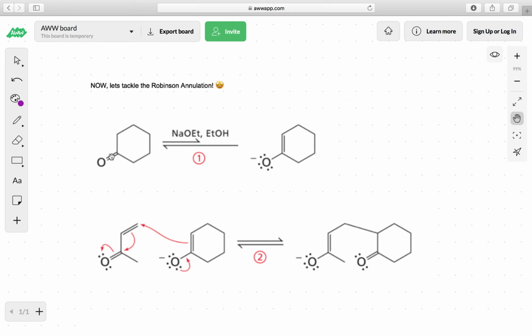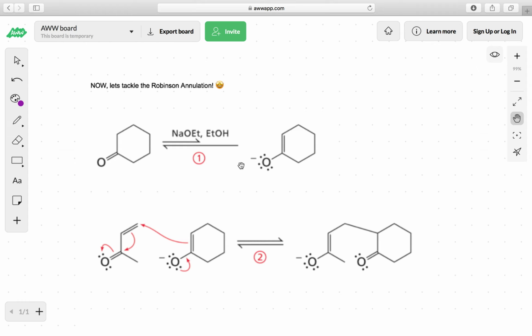Alright, so the first step whenever you have a Robinson annulation is you're going to already have a 6-membered ring formed. Remember, the Robinson annulation creates 2 fused 6-membered rings, but you need to start off with 1 6-membered ring to begin with. So this is the one we start off with.